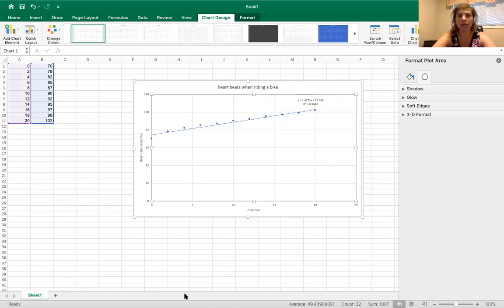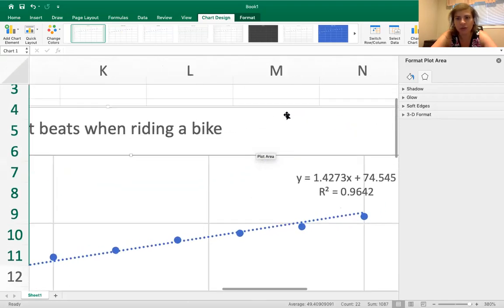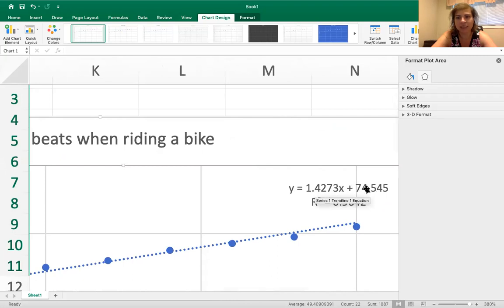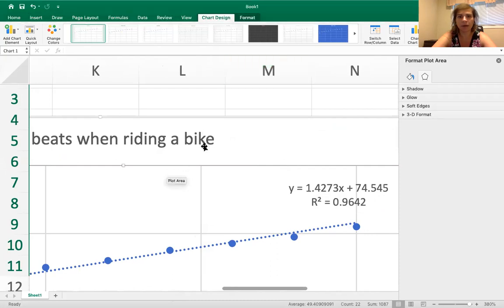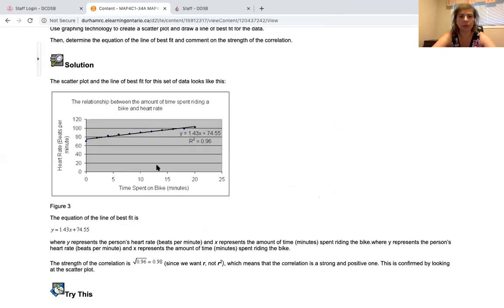All right, so what I can see here is that it should be exactly similar to this one. So you can see on my Excel, here we go: 1.4273x plus 74.545 with an R squared of 0.9642. What they have here is something very similar, but rounded.